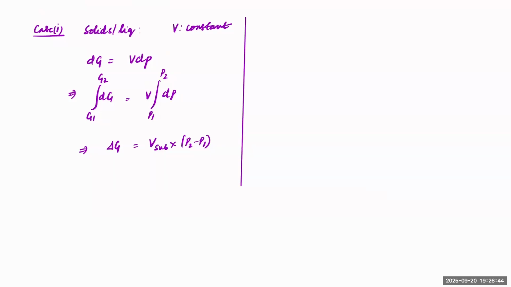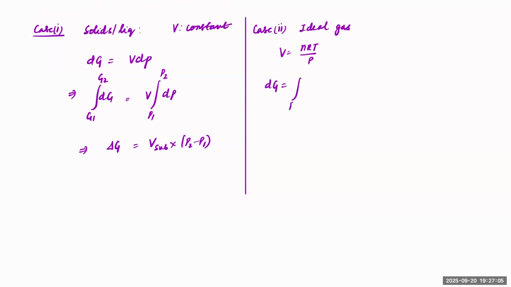Here only, let me write down parallelly what case 2 is. Case 2 is for an ideal gas. For an ideal gas, volume is not constant. Volume is always represented as nRT by P. So dG can be written as the integral from P1 to P2 of nRT by P into dP. Since it is at constant temperature, nRT will come out and you'll get ln P2 by P1.